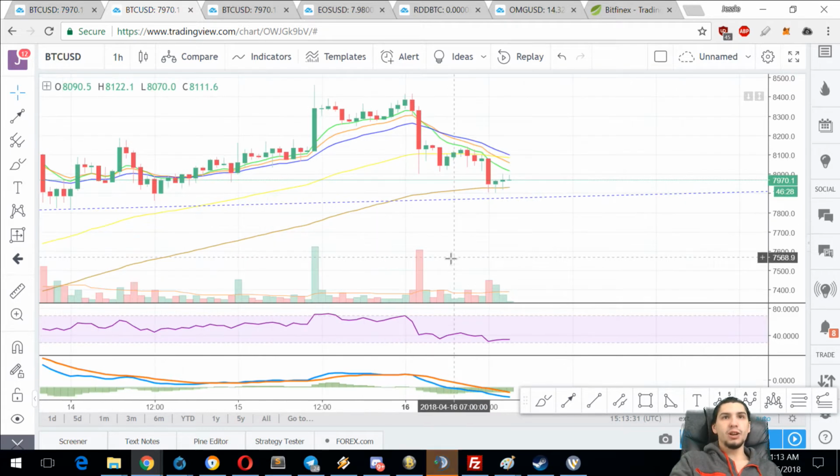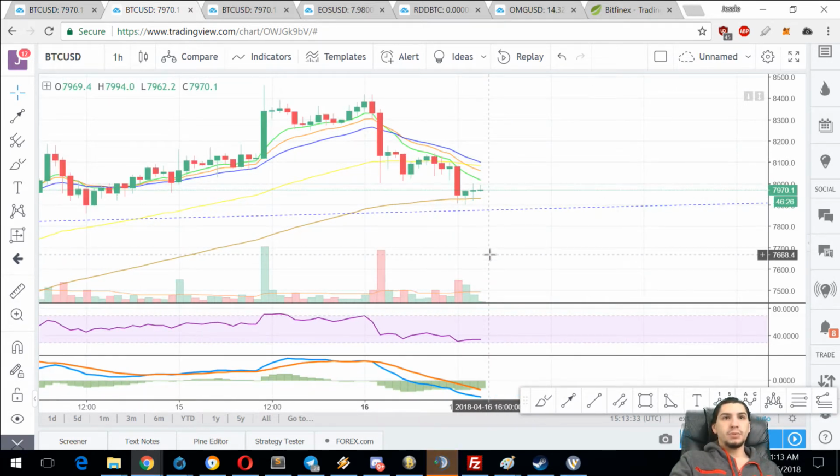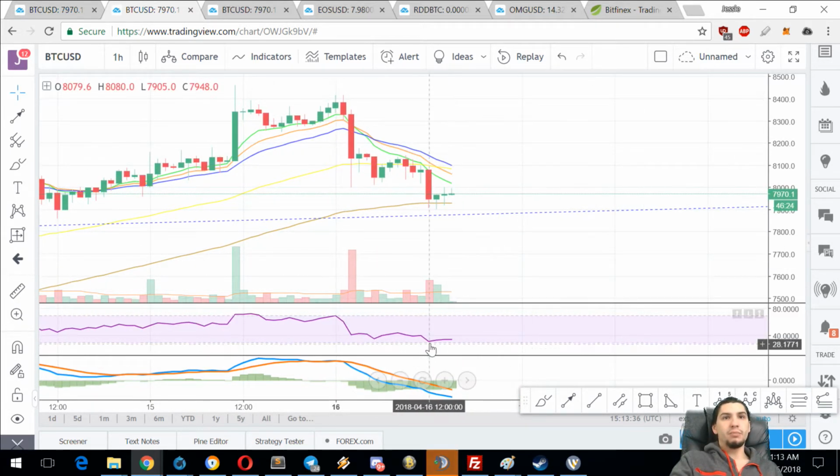Now the 1 hour chart actually is looking a lot better for a bounce right now. Our RSI is rather low. If we did come down and just tap this 7,900 trend line, RSI would actually just dip into the oversold and bounce, right? I mean, that could very well happen.